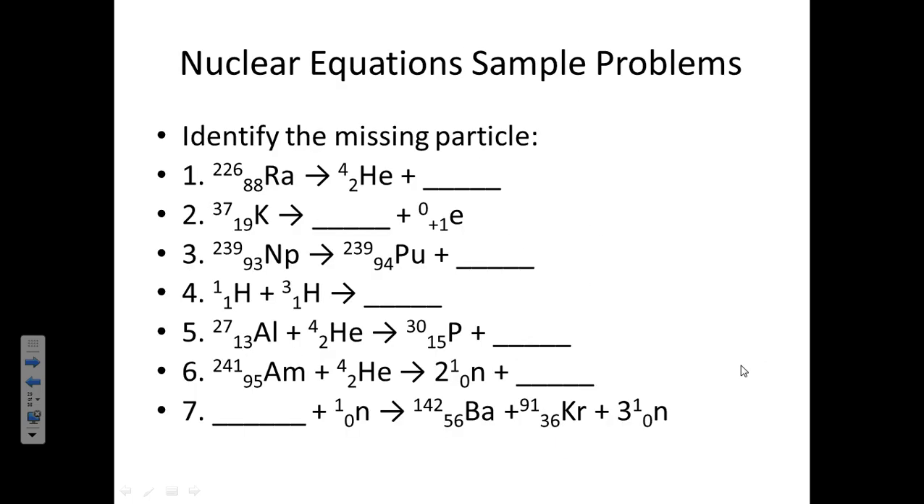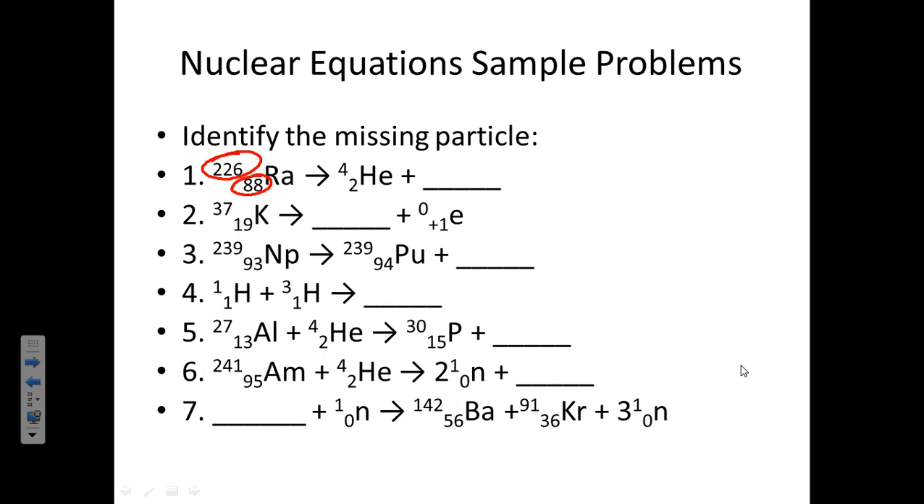So let's just go through these problems. Here we have radium-226. Remember that this bottom number down here is the atomic number. It's the number of protons. This top number is the mass number. It's the number of protons plus the number of neutrons. Regardless, both of these numbers on the left have to be the sum of all the mass numbers and all the atomic numbers on the right.